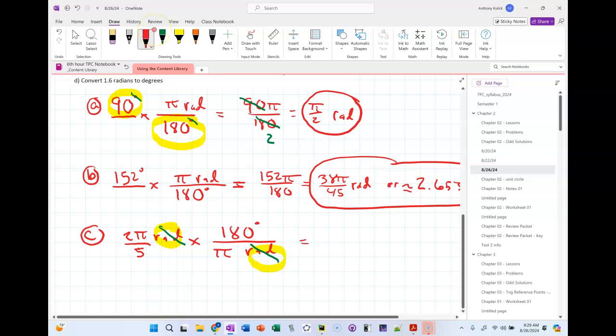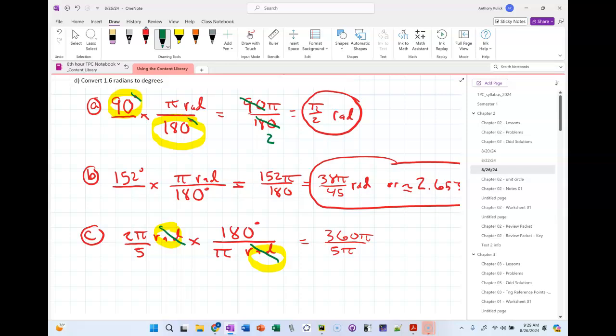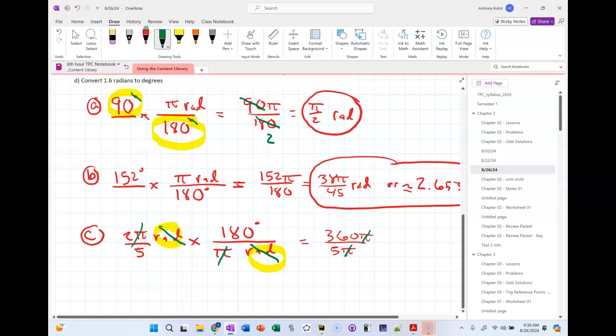So this would be 2 pi times 180 is 360 pi, and then over 5 pi. What do you notice about 360 pi over 5 pi almost immediately? Yeah, what can reduce? Okay, so the 360 over 5 can reduce and the pi's can reduce. Usually I'd like to reduce the pi's here even, so I don't have to carry them through, but either way works. 360 divided by 5 is 72.